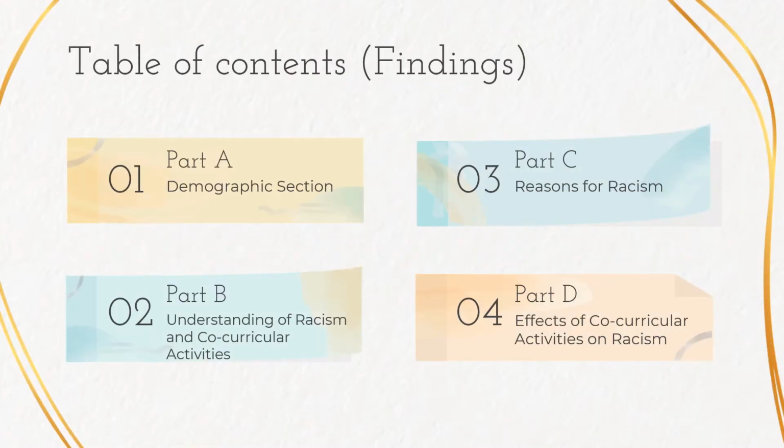Part A, the demographic section. Part B, the understanding of racism and co-curricular activities. Part C, the reasons for racism. And Part D, effects of co-curricular activities on racism. Now, I will pass the floor to my group members. They will each present the findings for each part respectively.